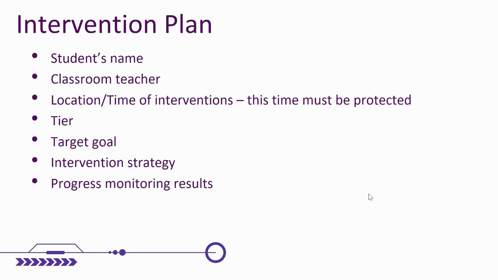In regard to the intervention plan in the classroom, these are some of the minimum attributes that we recommend having: the student's name, the classroom teacher, the location and time of interventions. I noted here that this time must be protected. It is imperative that the interventions are taught during this time, on the times that we have noted, and that this time is protected.